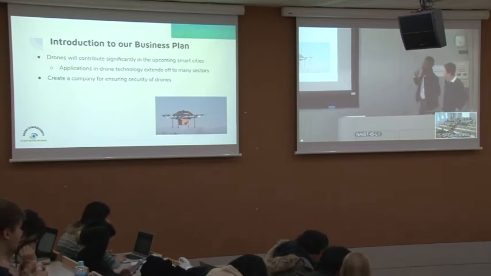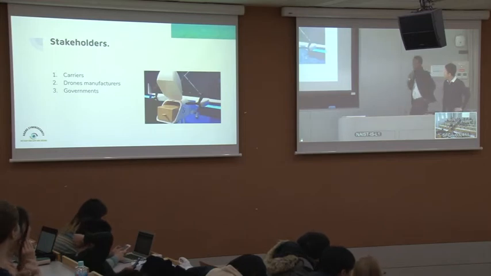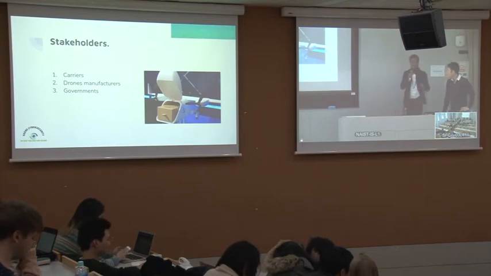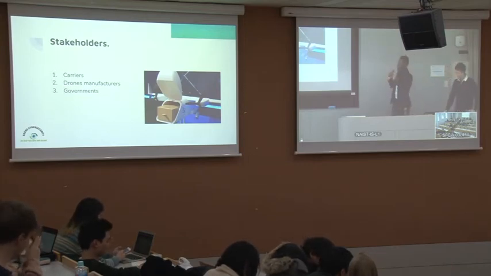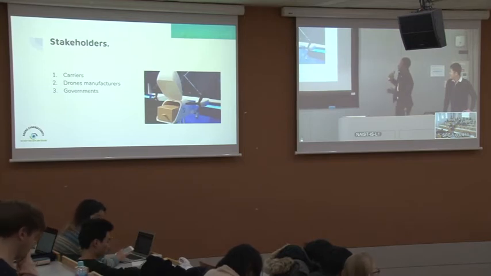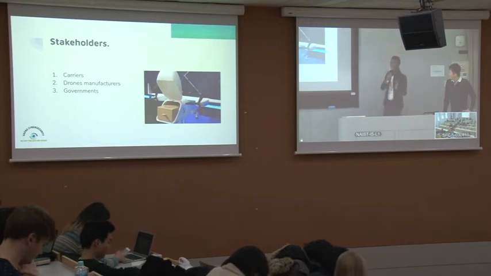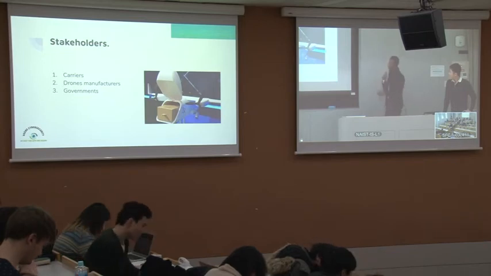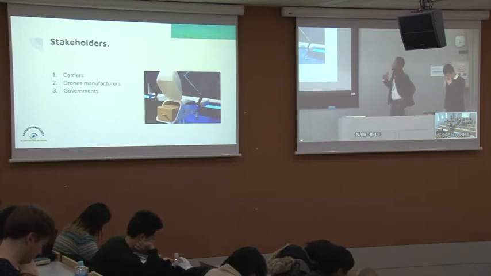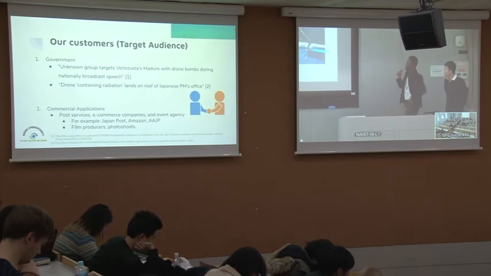Okay, so thank you. Next, please. The first point of our business plan is related to the stakeholder. Basically, a stakeholder is any person, group, or organization that could affect our business. Here we have the kinds of stakeholders. There are some internal ones like the employees or the directors, and also external stakeholders like the customers, the carriers, the drone manufacturers, and also the government for the policies and so on.